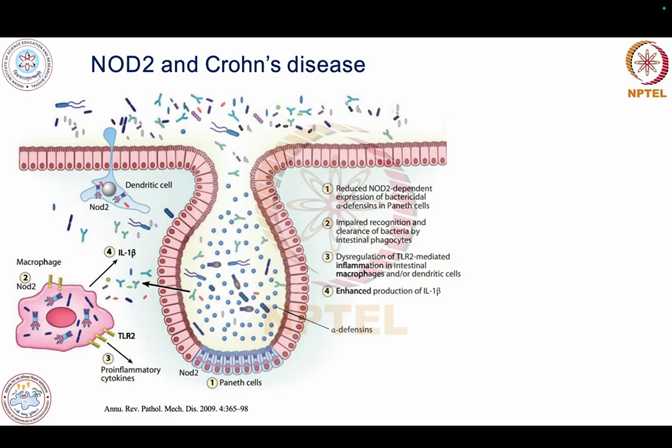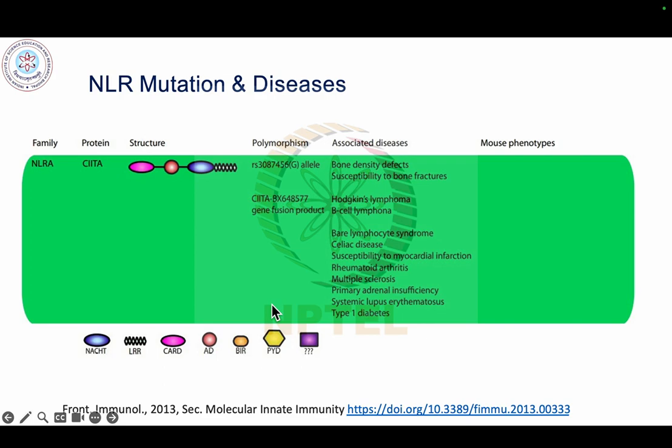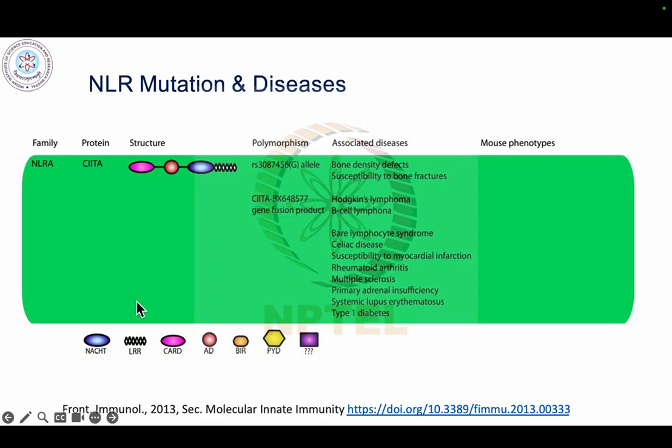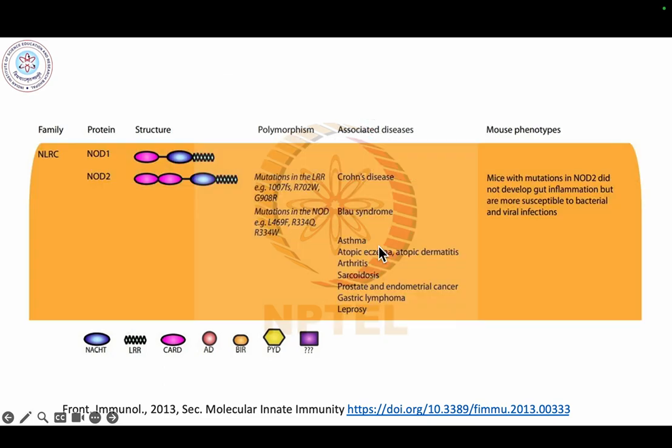What happens here? Reduced NOD2 dependent expression of bacterial alpha defensins in Paneth cells, impaired recognition and clearance of bacteria by intestinal phagocytes, dysregulation of TLR2 mediated inflammation in intestinal macrophages and/or dendritic cells, and enhanced production of IL-1 beta. So this is an example of different inflammasome mutations and different diseases.